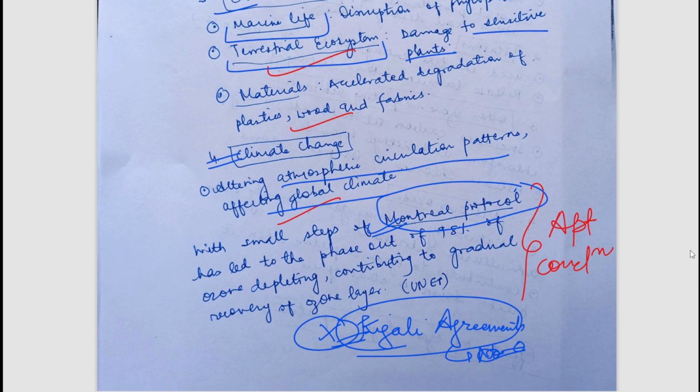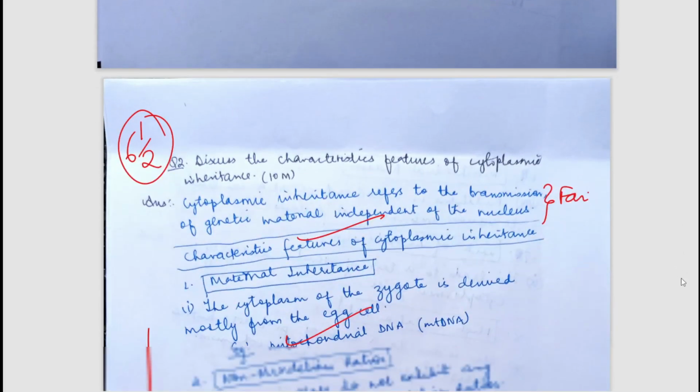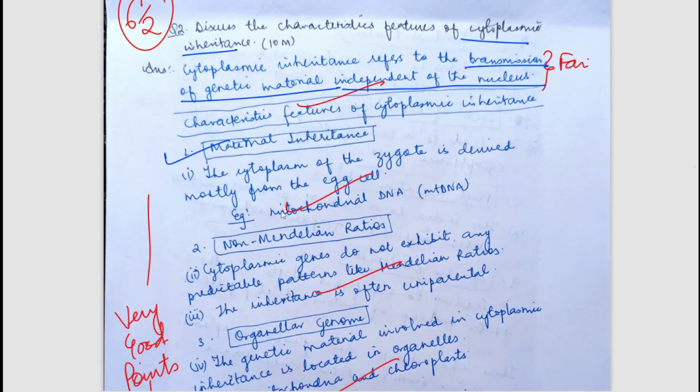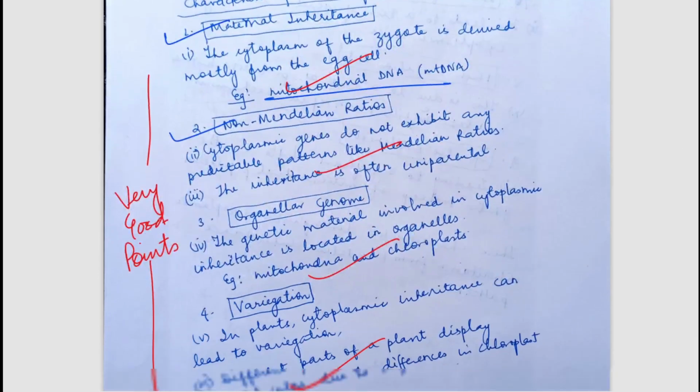Now let's move to question number 2. The next question was: discuss the characteristic features of cytoplasmic inheritance. So what is cytoplasmic inheritance? It refers to the transmission of genetic material independent of the nucleus. So this is what cytoplasmic inheritance is. Now what are its characteristics? So there are certain characteristics. You can pause the video and read. I will just give an overview. There are certain maternal inheritance examples that have been mentioned, such as mitochondrial DNA. Non-Mendelian ratios have been mentioned.